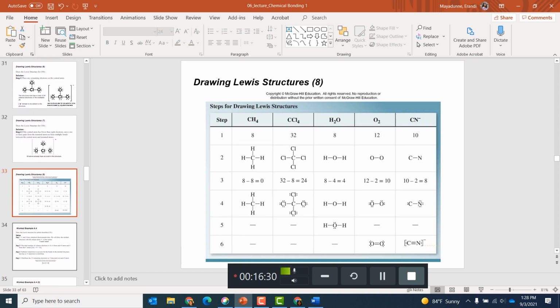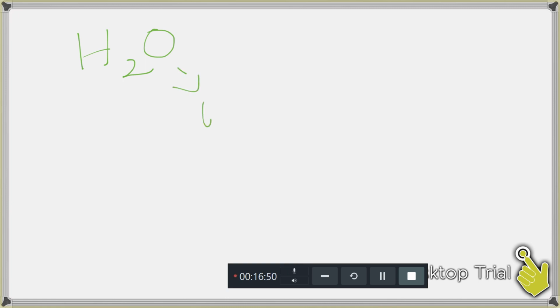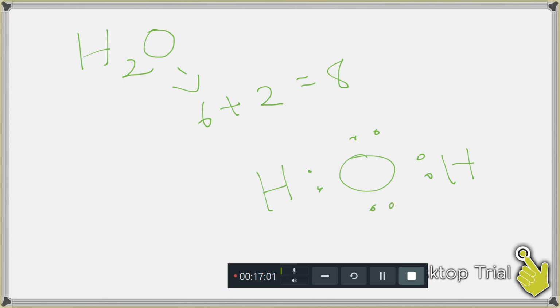And then there are so many other compounds we can draw Lewis structures for. For example, the Lewis structure of water. The central atom would be hydrogen, but hydrogen always goes to the terminal position. So oxygen is the central atom. Then you calculate the valence electrons: 6 plus 2 is 8. Oxygen, hydrogen, hydrogen: 2, 3, 4, 5, 6, 7, 8. So this is the water Lewis structure.